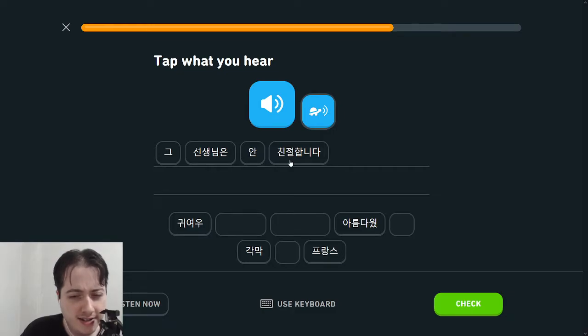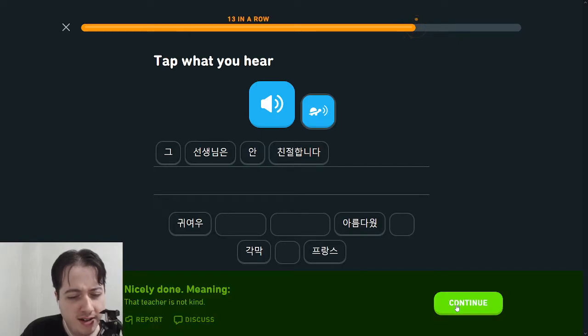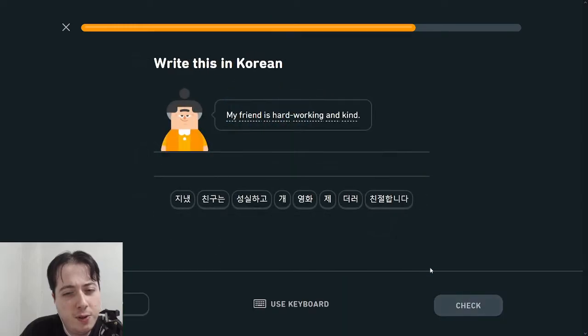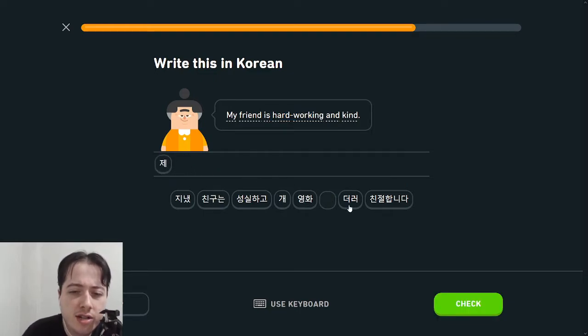So what? 친절. Is this kind-hearted? Or is this hard-working? I think this one is hard-working, right? So that teacher is not hard-working. Oh no, it's kind-hearted. So it's not kind. 친절. Hard-working. Songshil, no. 제 친구, 친구는 is hardworking and kind. Oh, Songshil is hardworking. 성실하고 친절합니다.